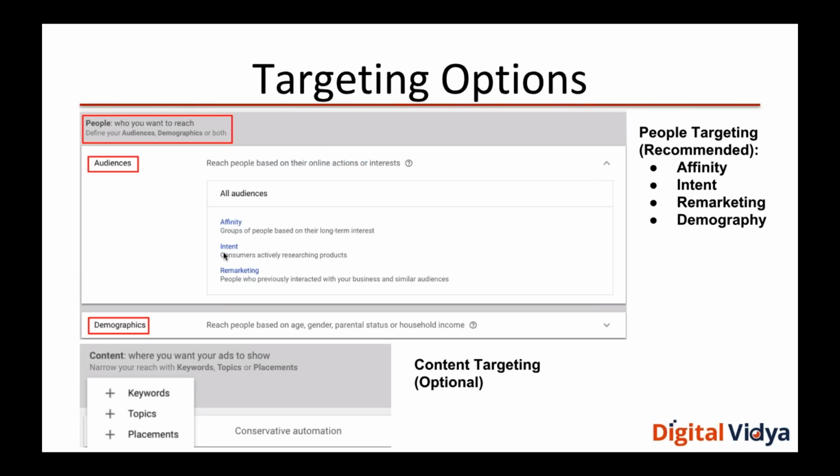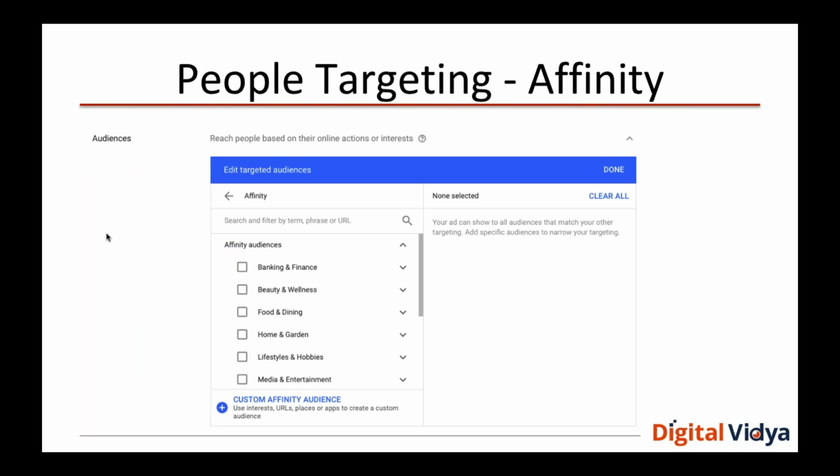The first one in this is called affinity targeting. If you look here, audience, affinity, intent, and remarketing. Let's look at them one by one. Affinity refers to people who have expressed a certain interest through their online actions or behavior. So let's say you're a restaurant owner, what kind of interest category do you think you will target? What kind of affinity group? Food? Food and dining? That seems the most appropriate, right? I might target food and dining as my affinity audience.